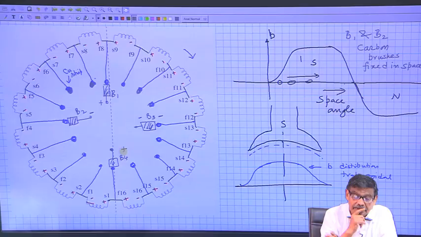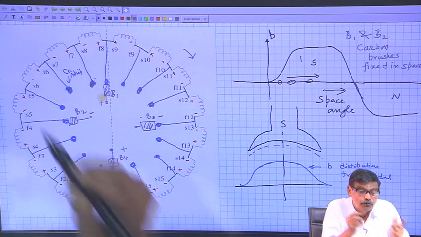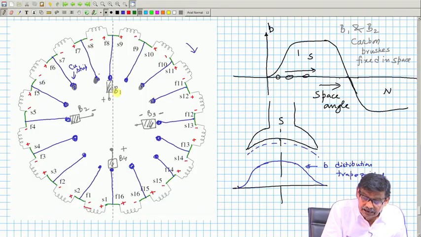Then I will say that across B 1 and B 2 you get a DC voltage, and I will go further. I will join this positive positive by an external wire. These are all stationary, and I will join this negative negative together, and this I will call my armature terminal A 1, and this negative negative I will call armature terminal A 2.